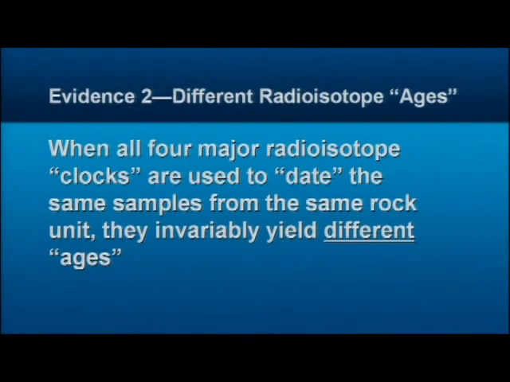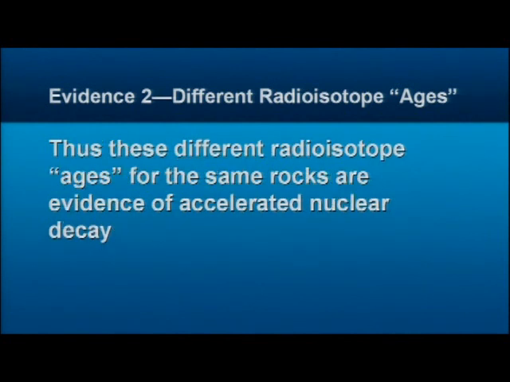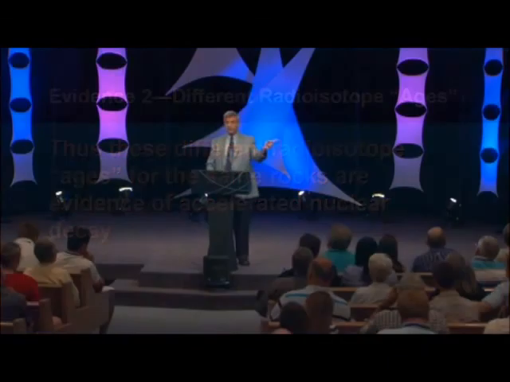When all four major methods were used to date the same samples from the same rocks, they invariably yielded different ages. And these different ages can be explained if these radioactive clocks ticked at faster rates in the past, at different faster rates than today's measured slow rates. And so we have to conclude that these different radioisotope ages from the same rocks are evidence of accelerated nuclear decay, matching what we discovered from the helium leaking out of those zircon crystals.